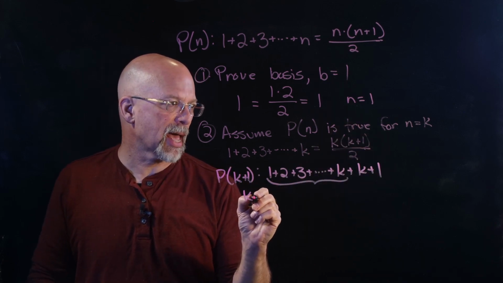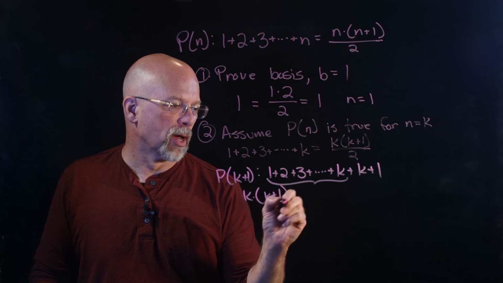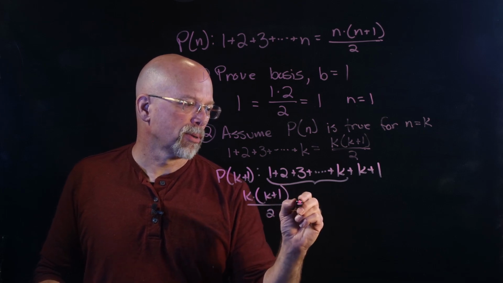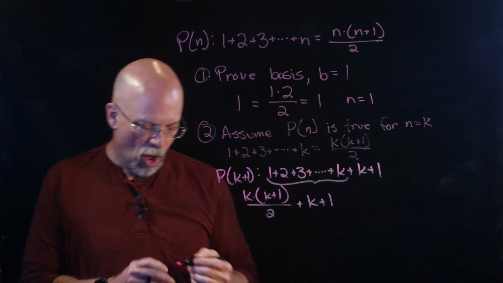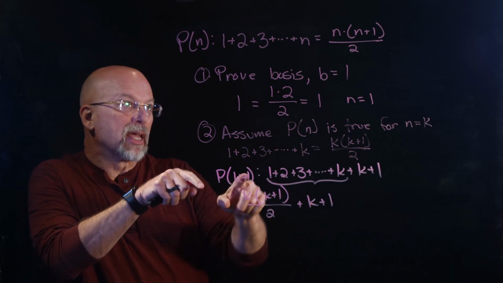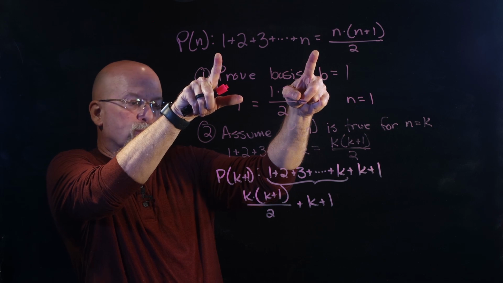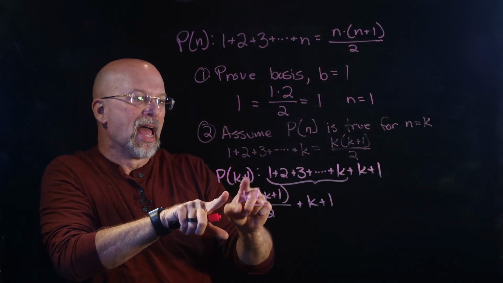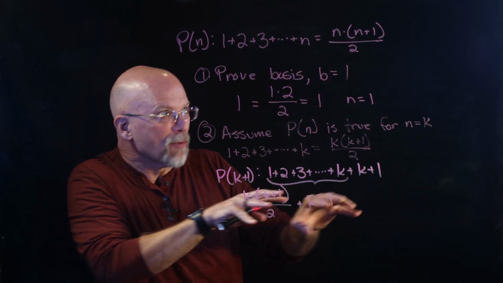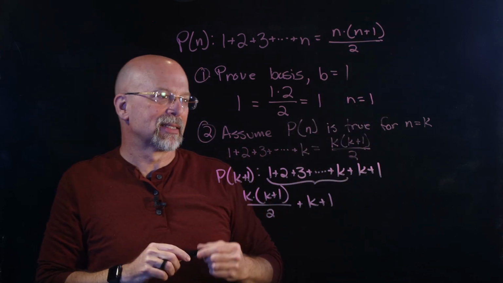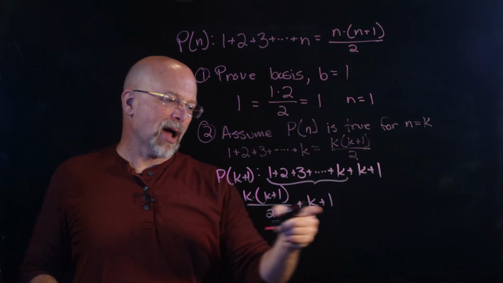So that becomes k times k plus 1 divided by 2 plus k plus 1. All we're doing right now is we're doing this proposition. We're doing the left-hand side of the expression for k plus 1, and using our assumption, we're going to see if we can work to the right-hand side of the expression. So how would you solve this?